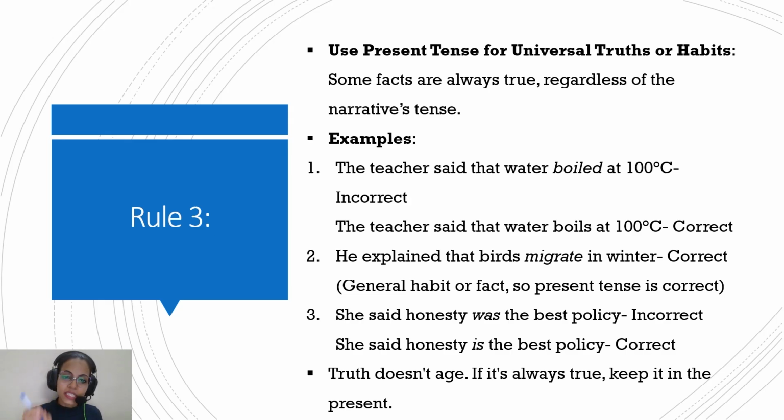So even if said is there, you might say that based on the previous rules, said should always be accompanied with was because they should be in the same time frame. No, when universal truth or habits are being talked about, then they will always be in the present form. Do you understand how it is different from the previous two rules? So truth doesn't age, it always keeps true. Keep it in the present.